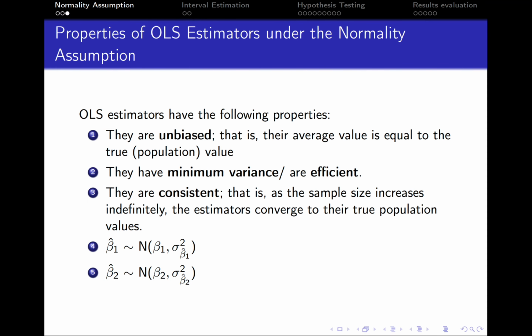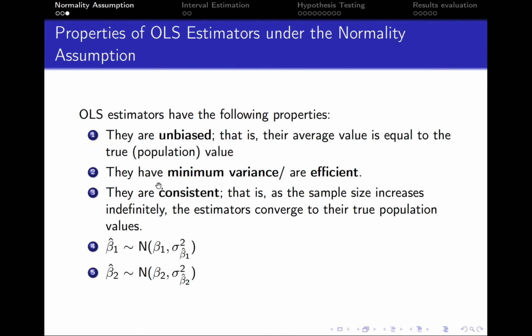Given the normality assumption, given that the error term is normally distributed, OLS estimators now have the following properties. So as before, they are unbiased. That means that the average value is equal to the true population value. So this is what I told you before. If we take a lot of samples out of the same population, calculate the coefficients, and then when we average them, in the end they should converge to the true population value. So this mean value should be equal to the true population value.